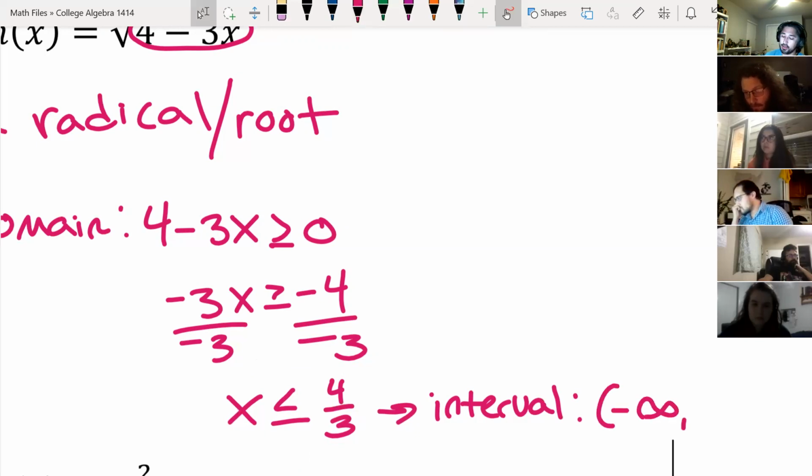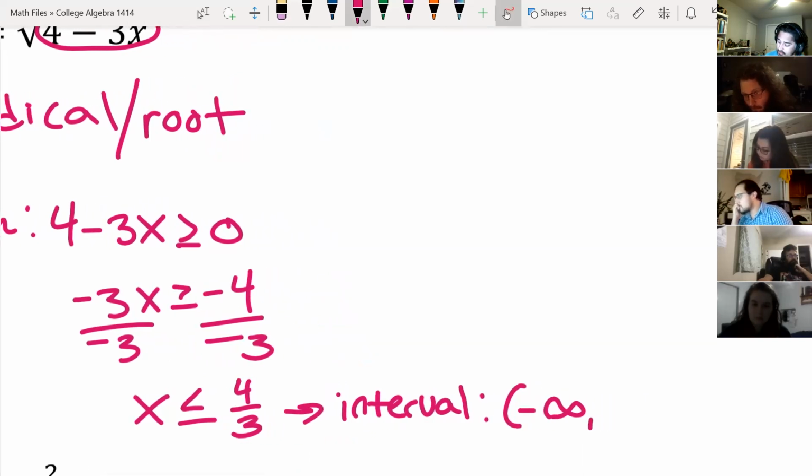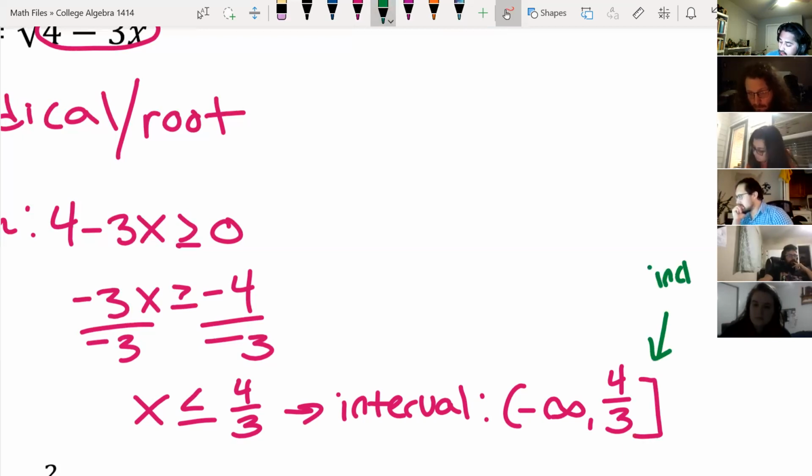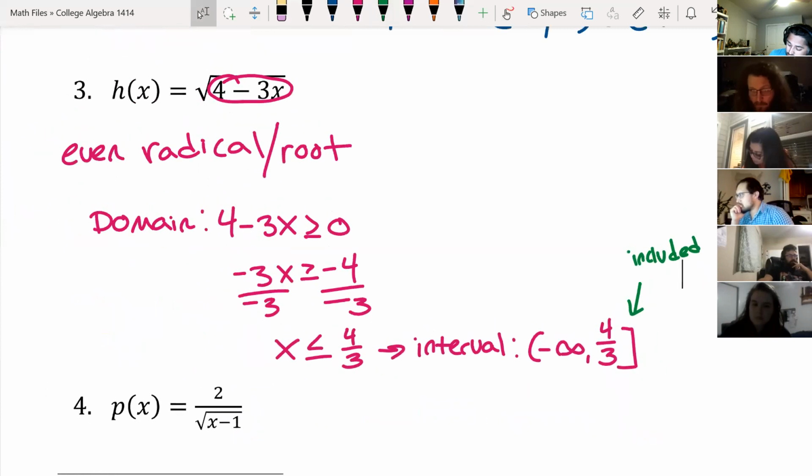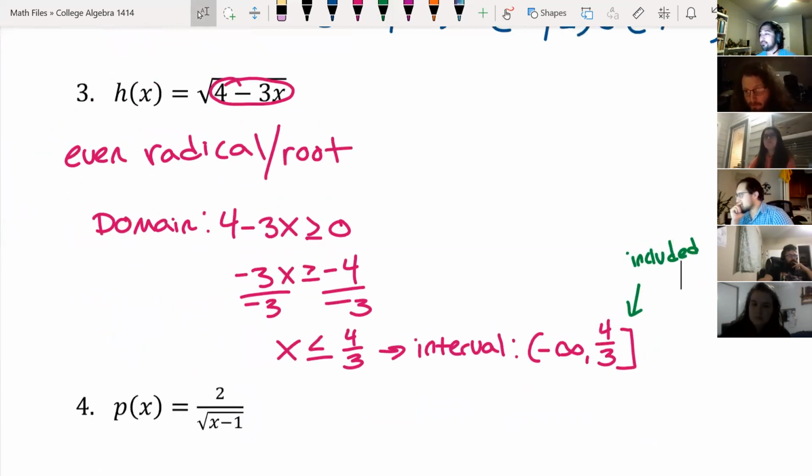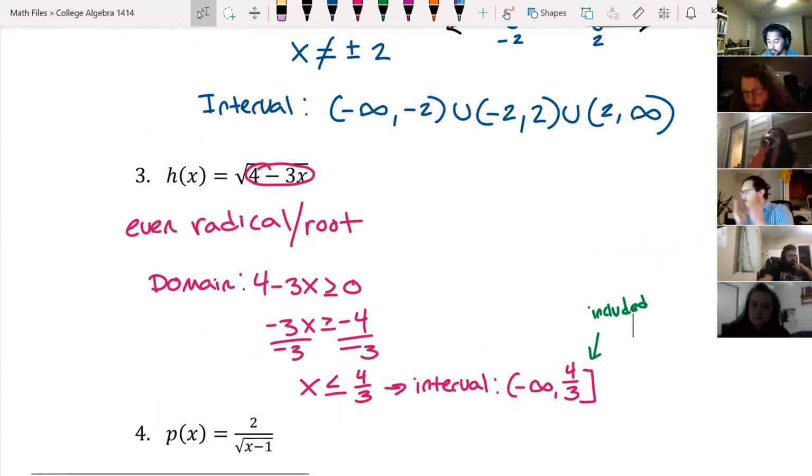You come up the number line, and where do we stop? 4/3. But there's going to be a different type of notation here, right? Does 4/3 get a parentheses or a bracket? Gets a bracket. Good. So remember that brackets mean that the number is included, or inclusive, right? All right. Cool. Any questions on that one?